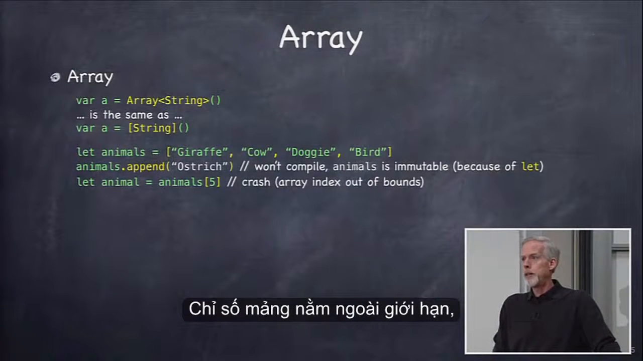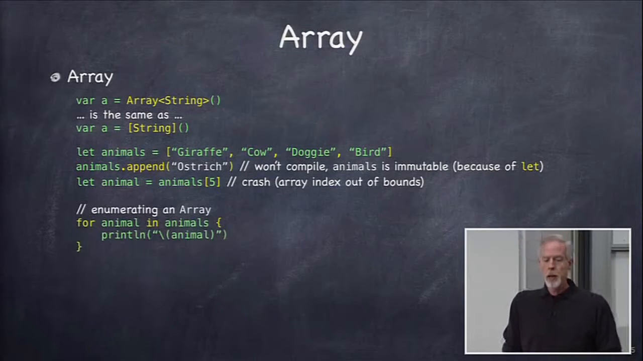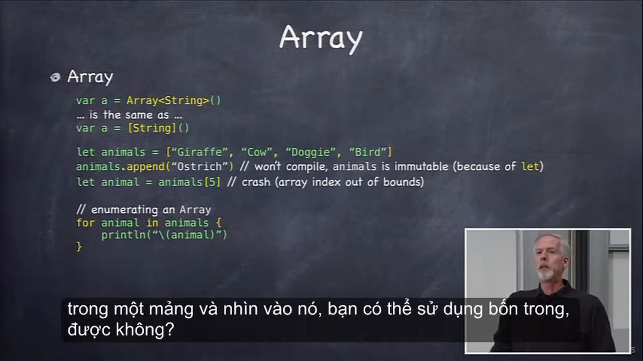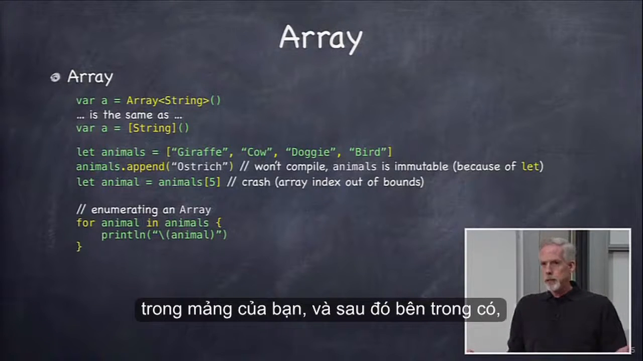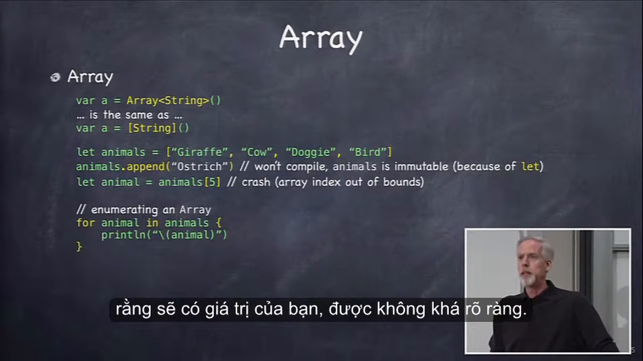Array index out of bounds, just like pretty much any language you've used. How to enumerate an array. If you wanted to go through every single item in an array and look at it, you can use for in. So you just say for some variable you want in your array, and then inside there, that'll be your value. Pretty obvious.